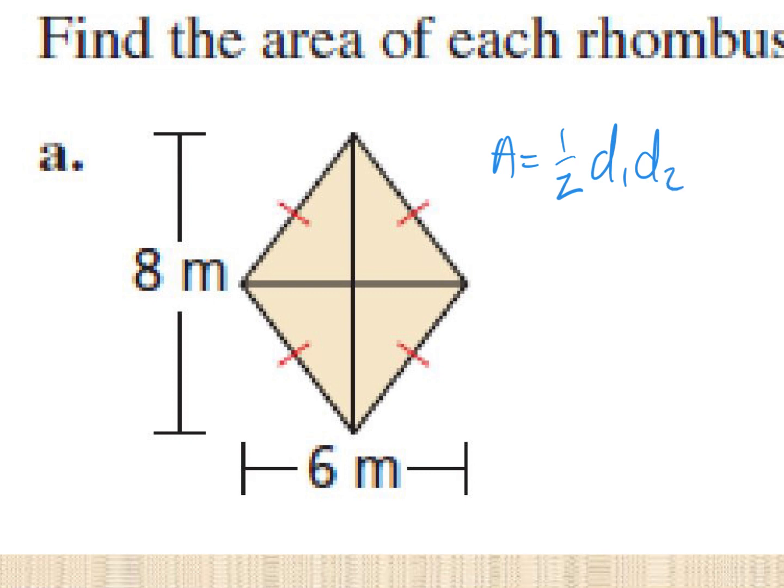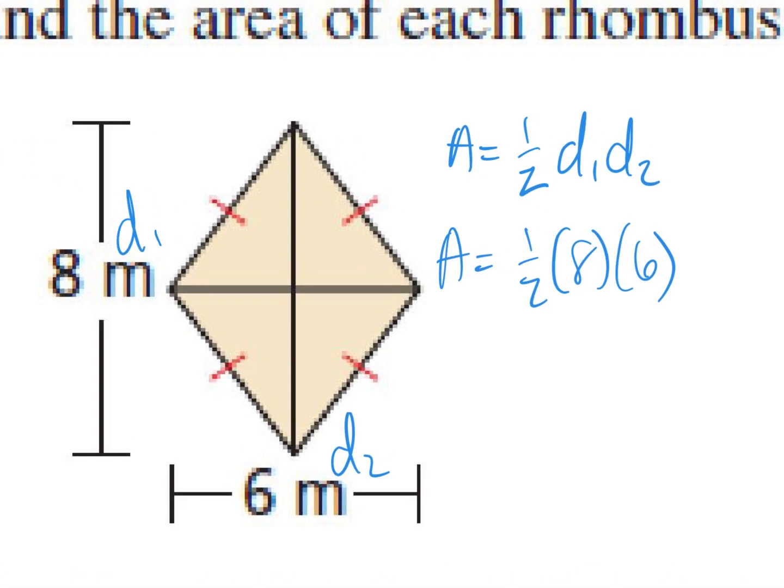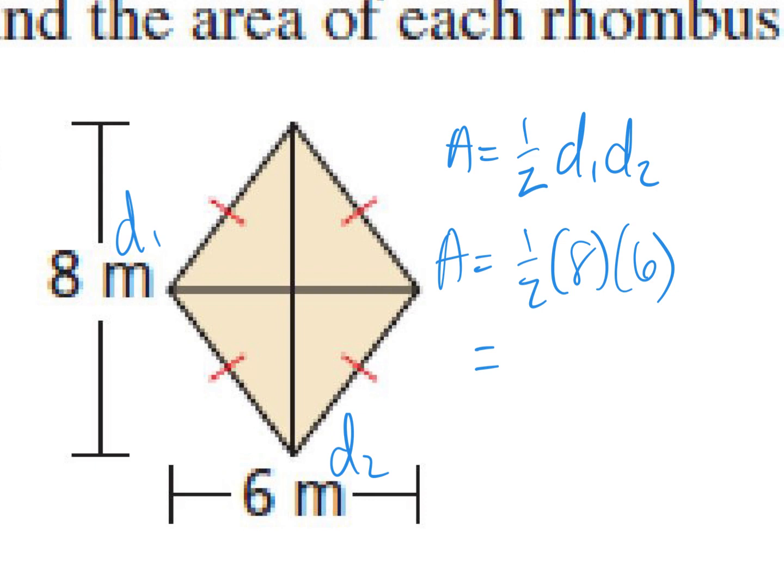Does it matter which one I make D1 and D2? No. Okay, which one would you like D1 to be? 8? All right, let's make D1 8. And then D2 has to be 6. Plug them in. So area equals 1/2 times 8 times 6. You don't need a calculator for this. What's 8 times 6? 48. What's 48 divided by 2?